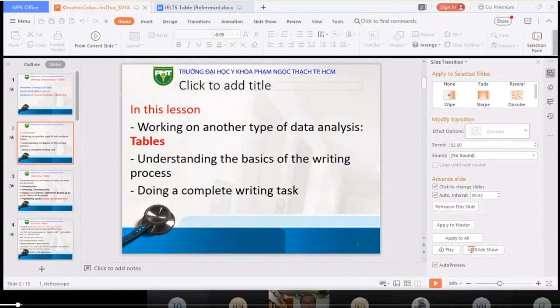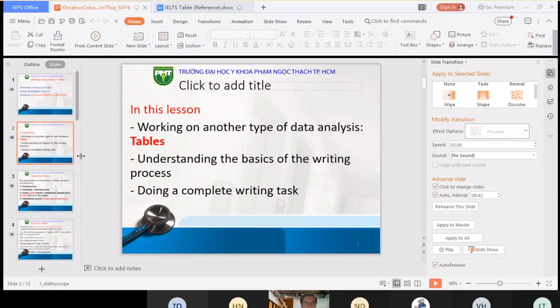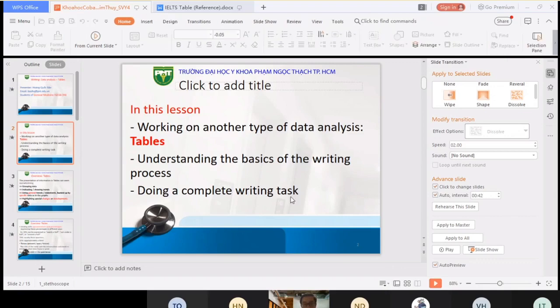So let's see what we will do in this lesson. In this lesson, we will work on another type of data analysis: tables. The last writing lesson. After the lesson, you will understand the basics of the writing process, just the basics. And you will also do a complete writing task.